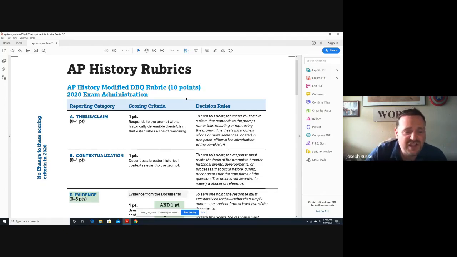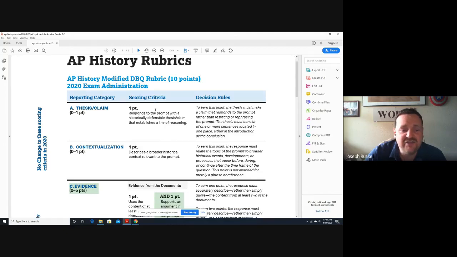Now, you'll note that the first couple of points here haven't changed at all. This is your thesis point and your contextualization point. I want to talk about these in order. First is thesis, because if you don't have a thesis, you don't have an essay. You have a word jumble. A thesis is what gives purpose to an essay.